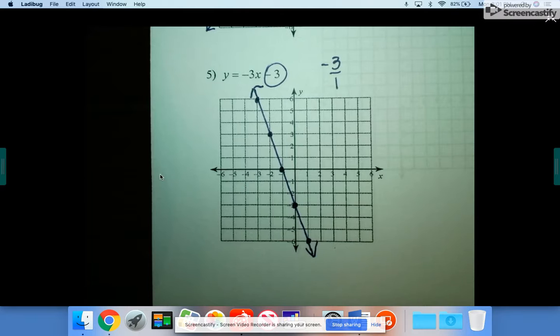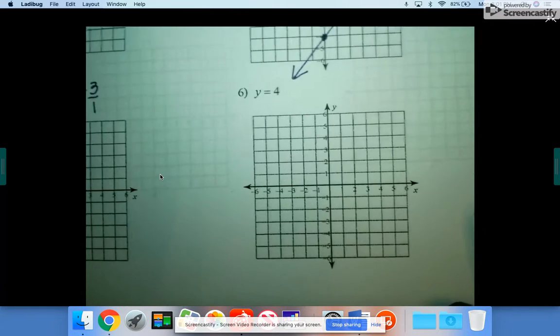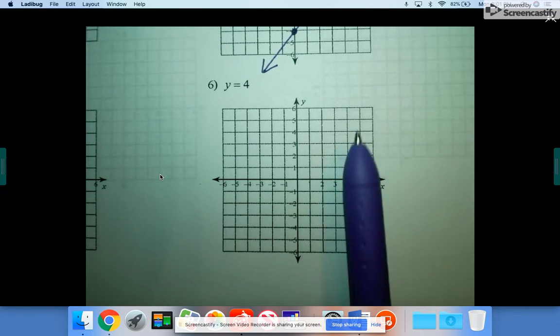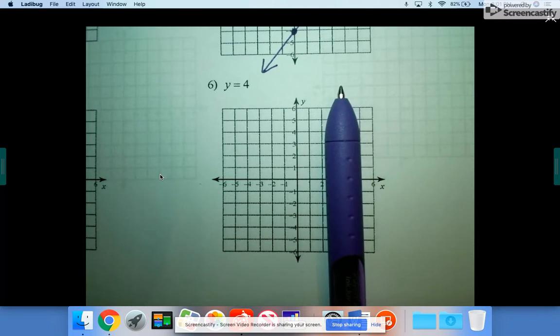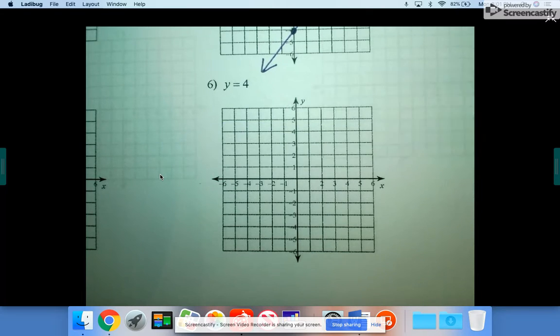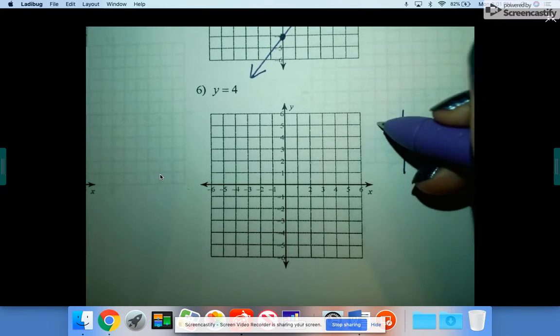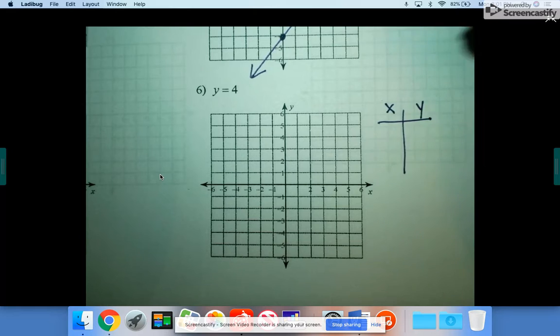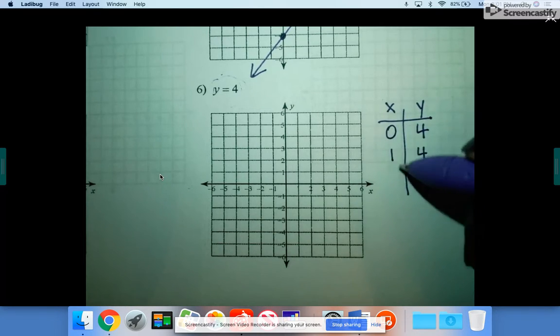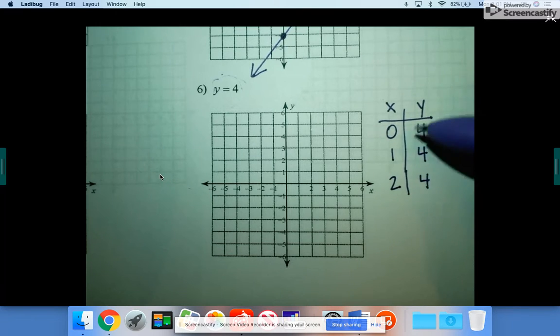Okay, number 6. That's y equals 4. You guys have graphed this before. If you can't remember if it goes vertically on the 4 or horizontally on the 4, a good way to remember how to do it is make a little mini table of x and y values, and it means all the y's have to equal 4. So all of these y's would be 4, 4, 4, and you could keep going, but once you get 3, you'll probably get an idea. Make up whatever you want for the x's, and then just graph these.